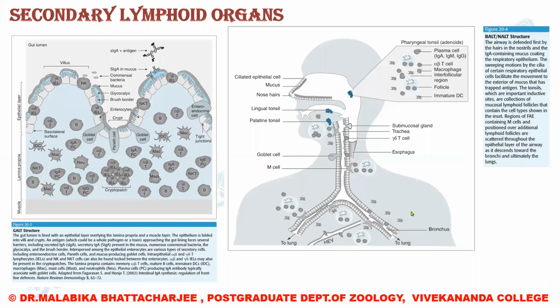Now, given the COVID scenario, this passageway has become very important, and if you look into the structure, these blue structures are the pharyngeal tonsils. So we have the lingual, the palatine, and the pharyngeal tonsils. These are the structures of the tonsils. And this is the structure of the airway. We have the submucosal gland, the trachea. Here again you can see the gamma delta T cells. So you can understand the importance of the gamma delta T cells.